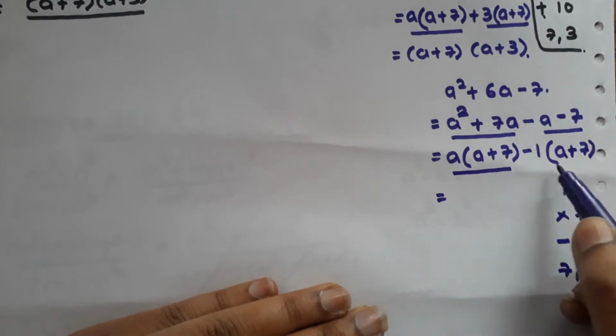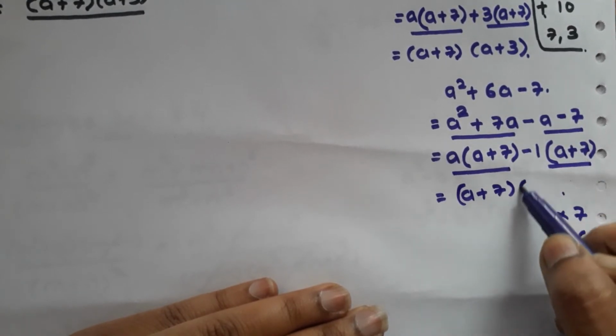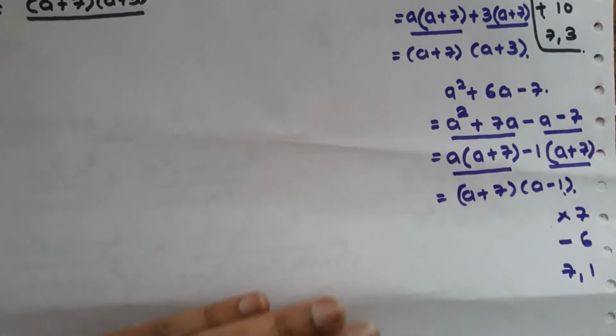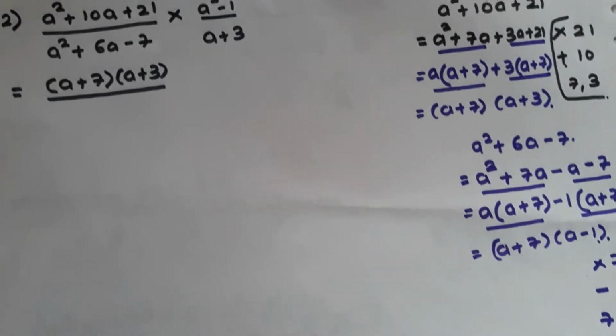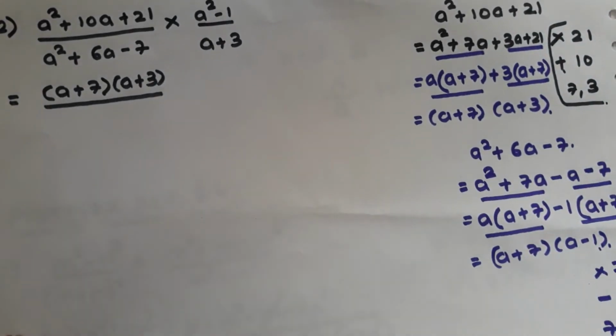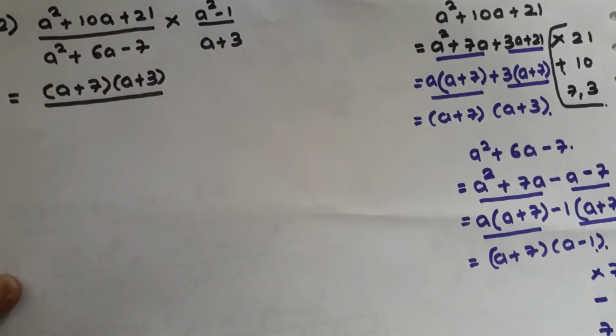Now again a plus 7 is common in both the terms. Take a plus 7 common, a minus 1. So now in place of a square plus 6a minus 7, we will write a plus 7 into a minus 1.